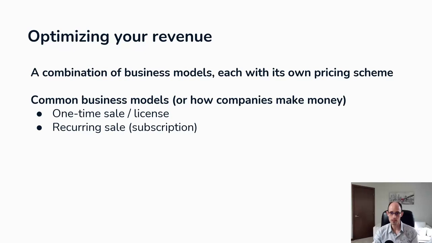Okay, this is basically the supermarket model. You go, you purchase groceries, you pay for them, and that's it. They're yours to keep forever. And it can also apply with traditional software products where you buy a perpetual license to use the software as much as you want. That's a one-time sale.